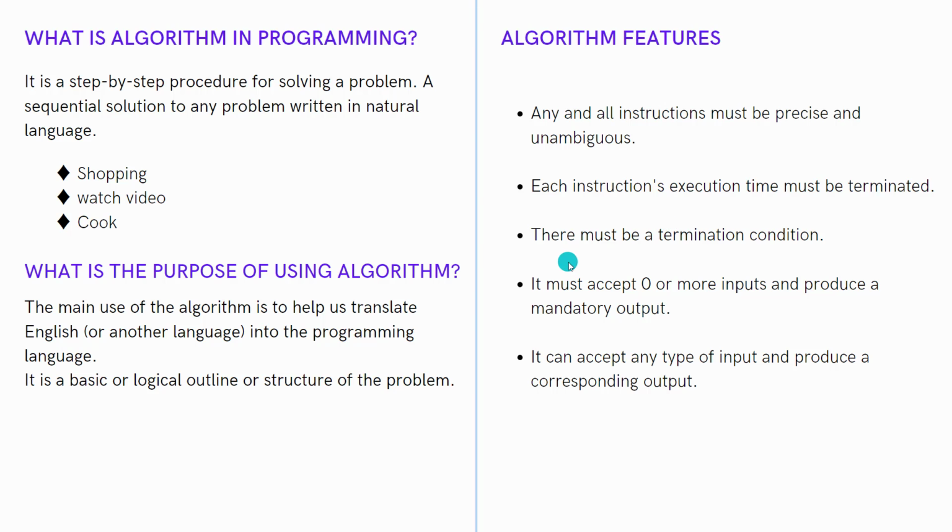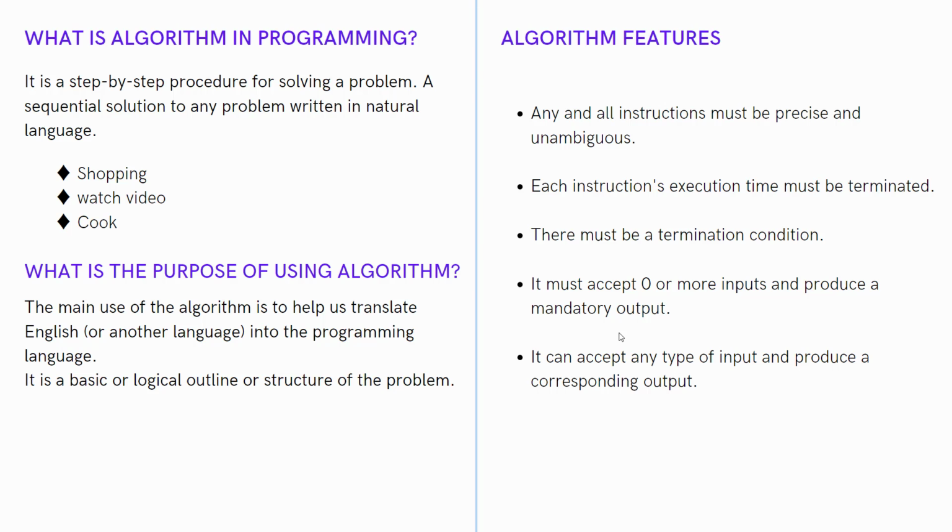Okay. And also, in order to terminate an algorithm, you need a condition that will terminate it. So there must be a termination condition. And one more thing, this is really important: an algorithm can accept no input, and it also accepts more inputs. It accepts zero input, and it also takes more input, but it must produce output.